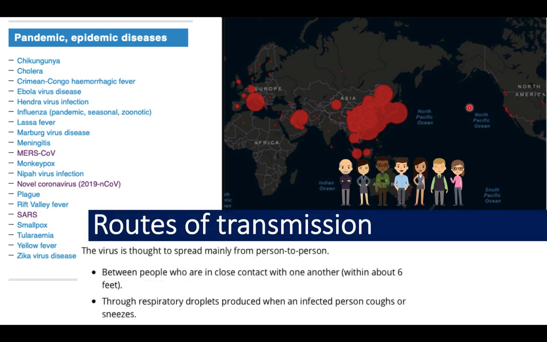Now, routes of transmission mainly include directly from person to person, and this is between people who are in close contact with one another, about 6 feet, through respiratory droplets mainly.